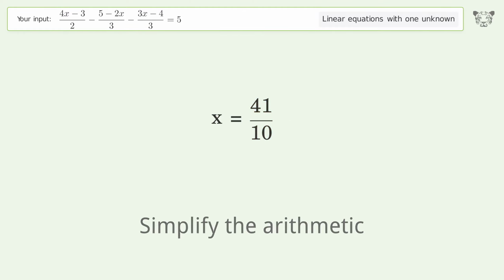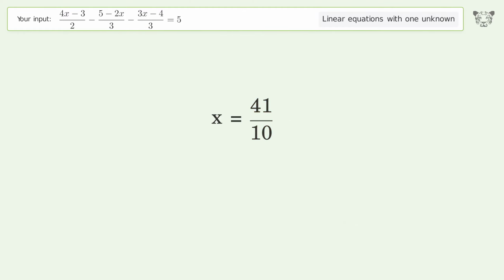And so the final result is x equals 41/10.